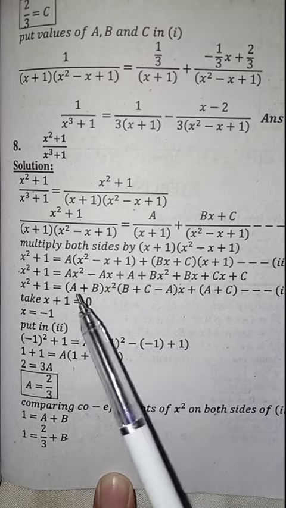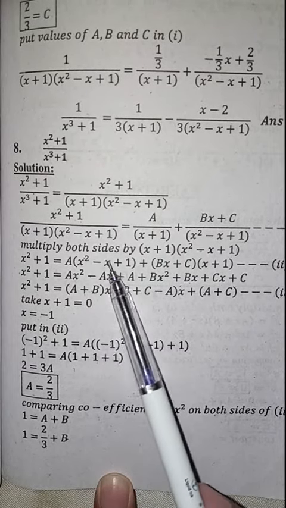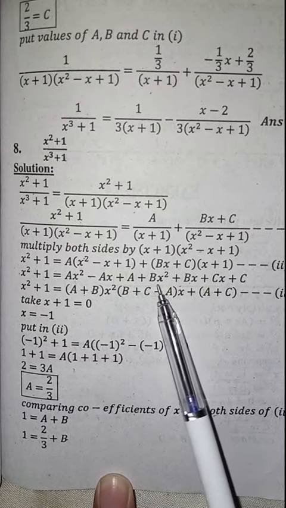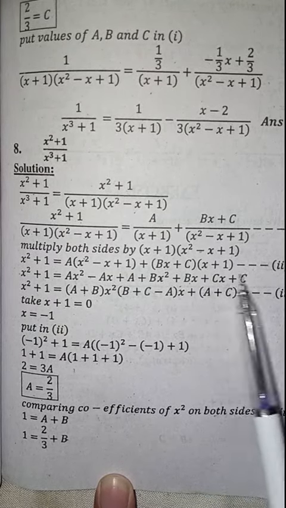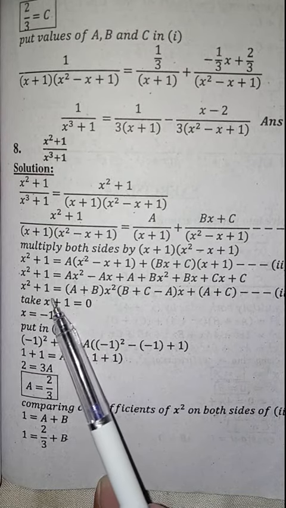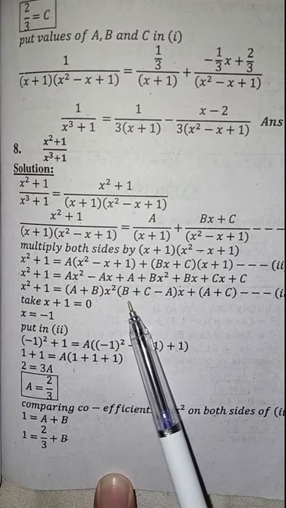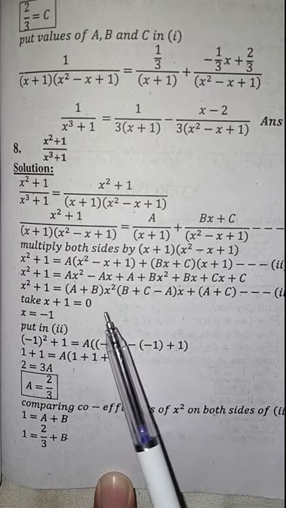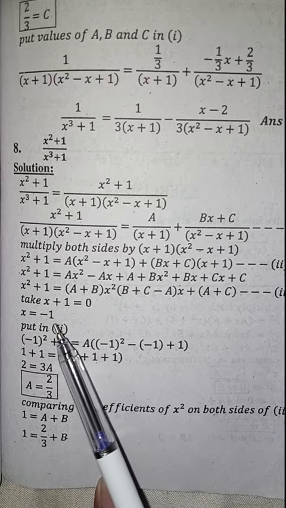Now multiplying: a into x square, a into minus x is minus ax, plus a; here bx into x is bx square, plus bx, plus cx plus c. By taking x square and x common, we get x square plus 1 is equal to (a plus b) into x square plus (b plus c minus a) into x plus (a plus c). Now by taking x plus 1 is equal to 0, we get the value of x which is minus 1.